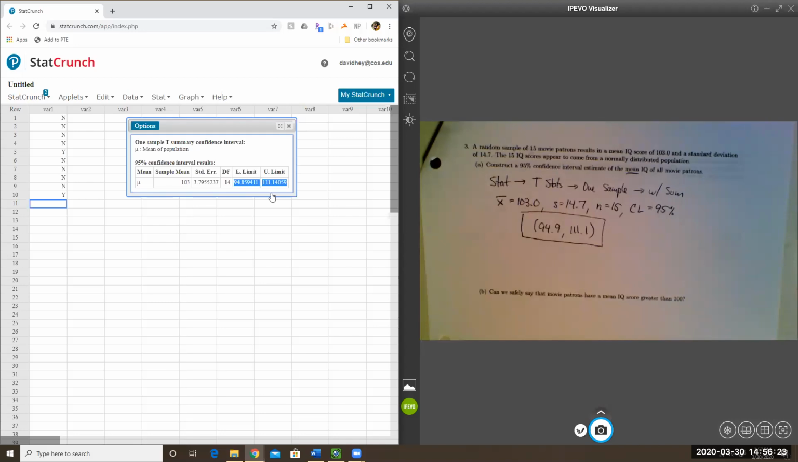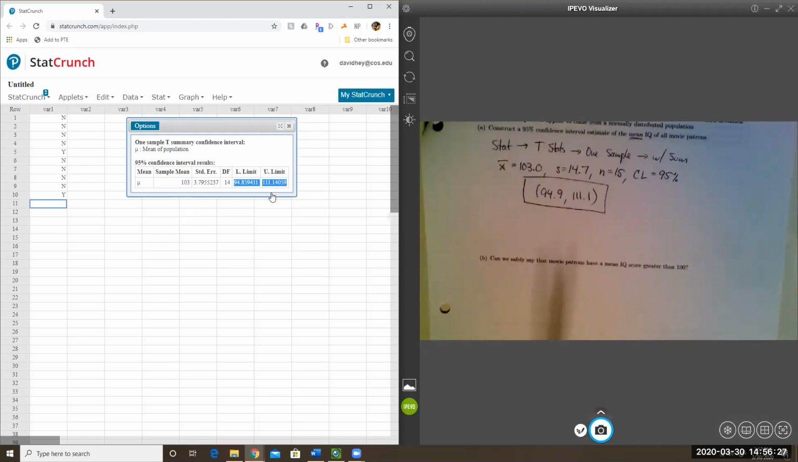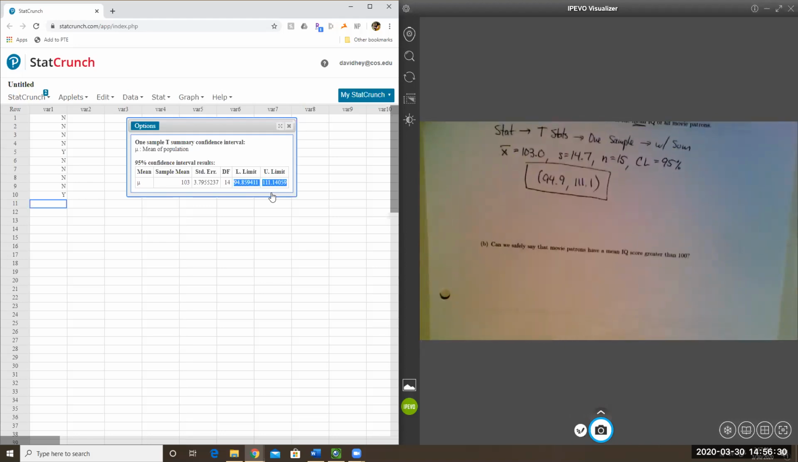That interpretation is useful when we think about part B, which asks, can we safely say that movie patrons have a mean IQ score greater than 100? Pause the video, give that some thought. Can we safely say that movie patrons have a mean IQ score greater than 100? Here's my answer. I'm going to say definitely not. We cannot safely say that movie patrons have a mean IQ score greater than 100.